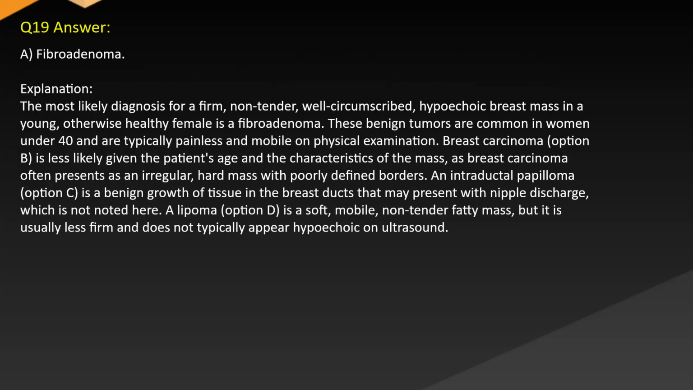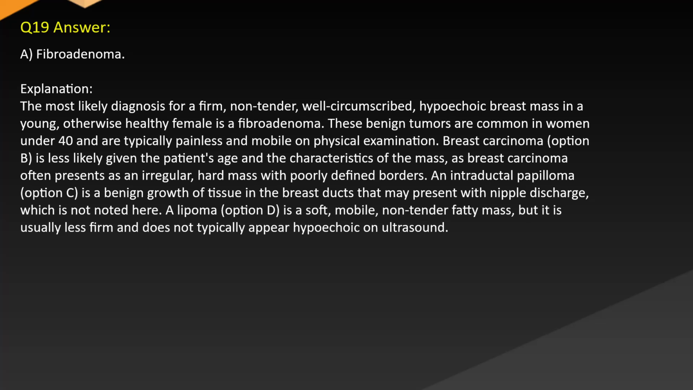Answer: A. Fibroadenoma. Explanation: The most likely diagnosis for a firm, non-tender, well-circumscribed hypoechoic breast mass in a young, otherwise healthy female is a fibroadenoma. These benign tumors are common in women under 40 and are typically painless and mobile on physical examination. Breast carcinoma, option B, is less likely given the patient's age and the characteristics of the mass, as breast carcinoma often presents as a irregular hard mass with poorly defined borders.